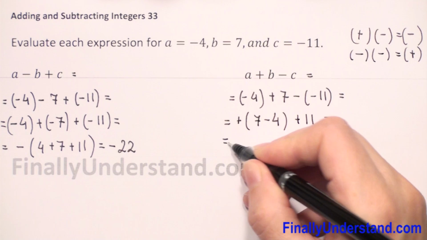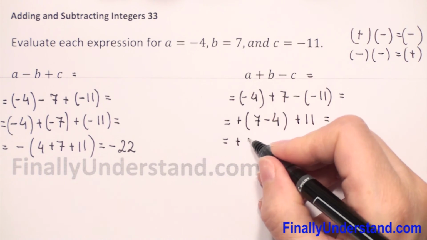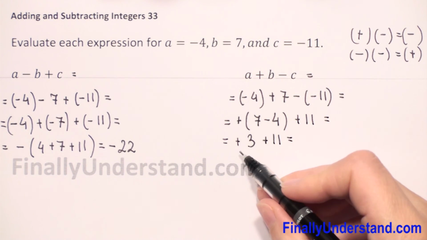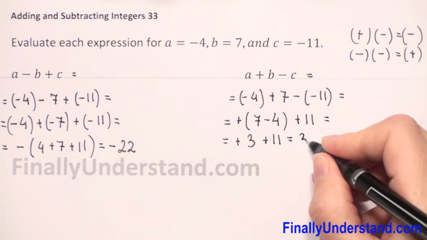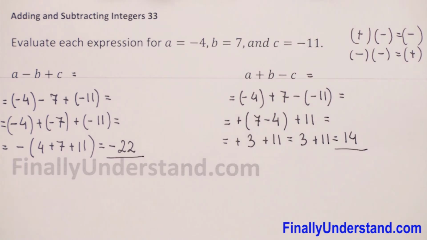So this is equal, positive sign, we can rewrite, and 7 minus 4 is 3 plus 11. So we have just addition, 3 plus 11. Let me rewrite this. So this is equal 14. This is my solution.